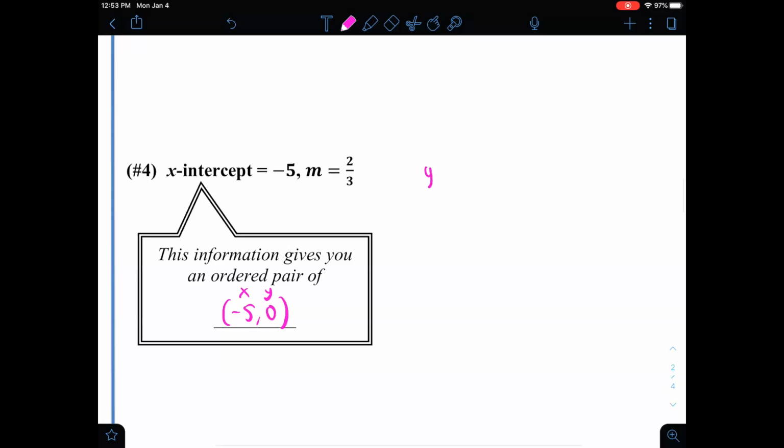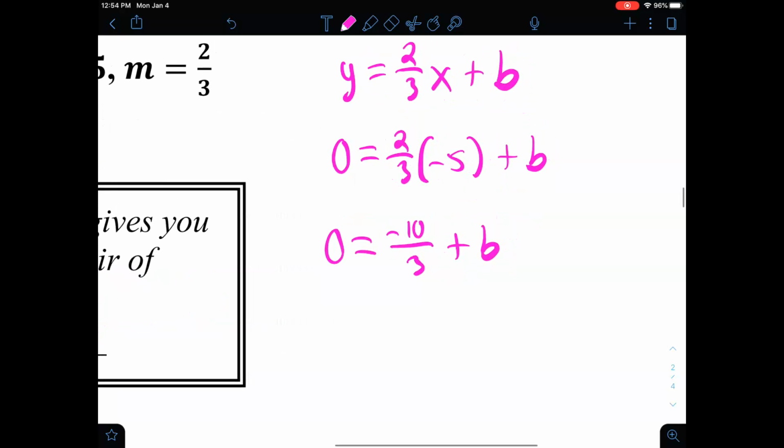We're going to plug into the equation. So we're going to have y equals 2/3 x plus b. We plug in y is 0, so we get 0 equals 2/3 times -5 plus b. Now I have 2/3 times -5. Does that multiply nicely or reduce? It doesn't. So I'm just going to multiply straight across: the top is -10, and 3 times 1 on the bottom is 3. So we get -10/3 plus b.